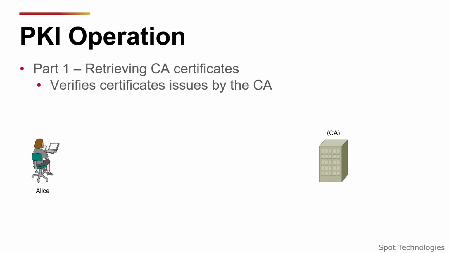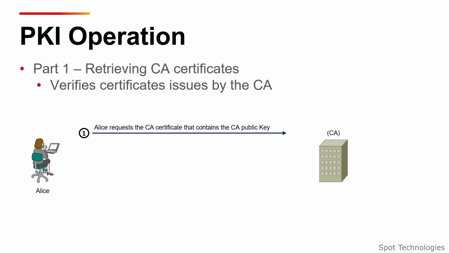So now we'll walk through how public key infrastructure operation takes place. And this is going to take place in a couple of parts. We'll start with part one. Part one is receiving a certificate authority certificate. And this is done to verify the certificates that are issued by the certificate authority. So Alice is going to request a CA certificate that will contain the certificate authority's public key.